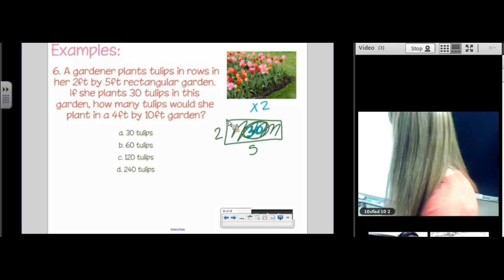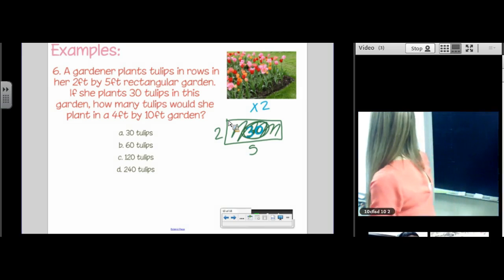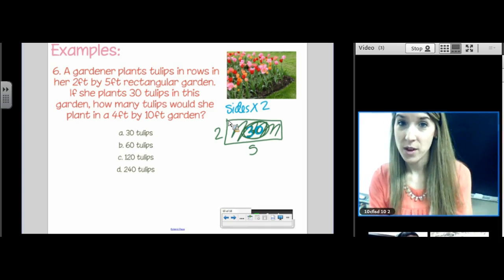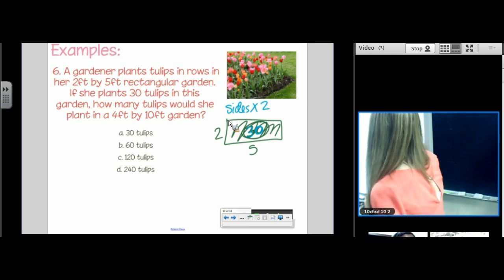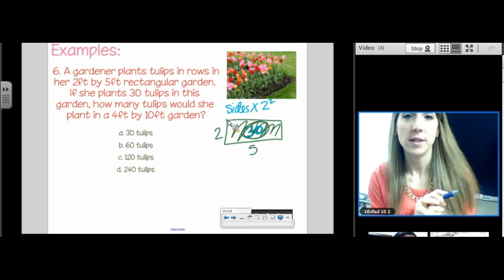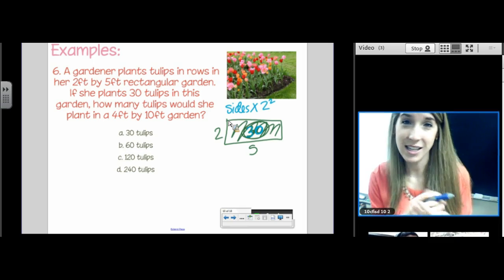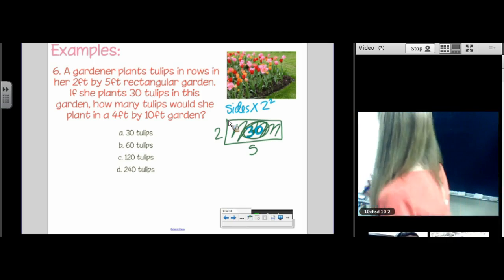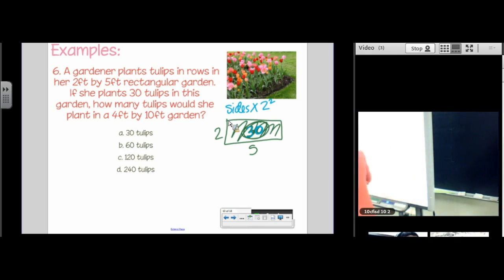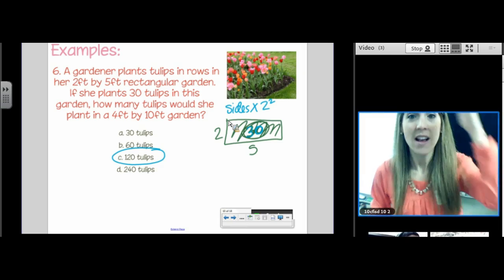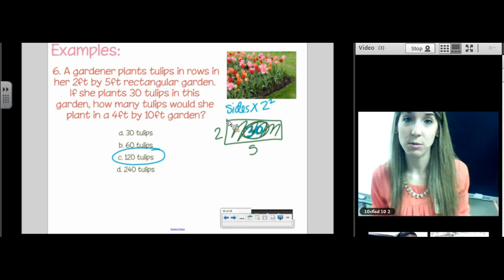No, because these are sides. The sides were multiplied by 2. But tulips we're filling in, that's area. So what do I do to 30? I don't multiply it by 2, I multiply it by 2 squared. I need to make it 2D. So the answer is not 60, which some students are going to choose. The answer is 120 because I doubled the length and I doubled the width. Times 2 times 2, that's really times 4.